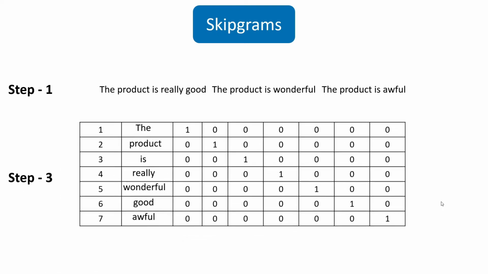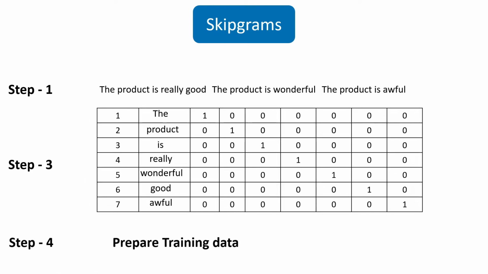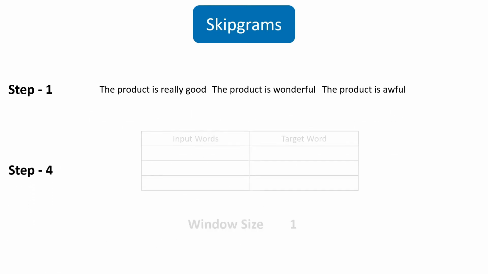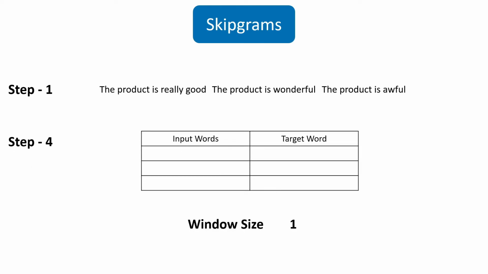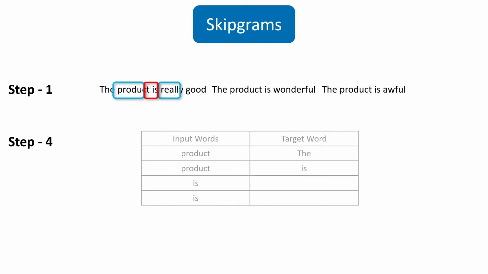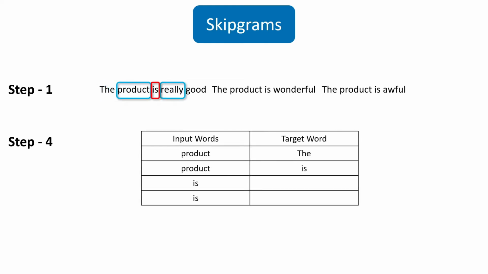And the next step is we have to prepare training data. Let's see how to prepare training data. If the window size is 1, then in the first sample, the input word will be product and the target words will be the and is. So this is how we have to prepare training data for Skipgram. Similarly, in the second sample, is will be your input word and product and really will be your target words. That's it. This is our training data.